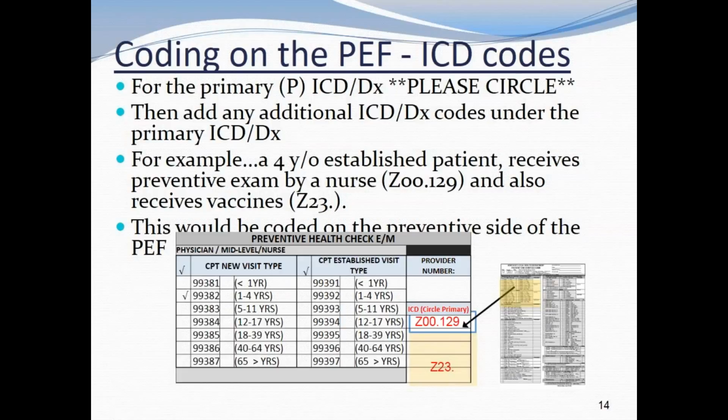The best way for you to tell your clerk which one is the primary is to circle it. The ICD code, that is what I'm talking about. So you have a 4-year-old established patient that receives a preventive exam by a nurse and also receives vaccines. So you're going to have 2 ICD-10 codes. The first one is the Z00.129. And the next one is going to be that Z23. Don't forget the dot.